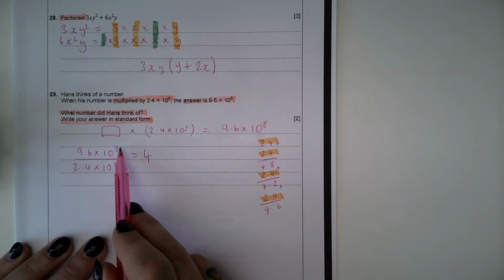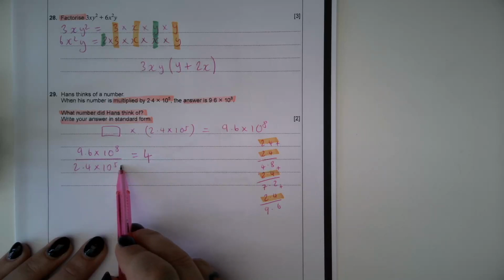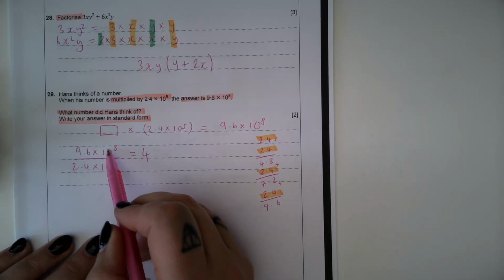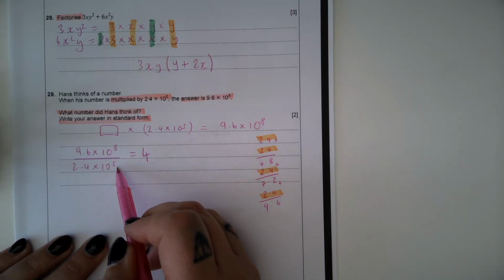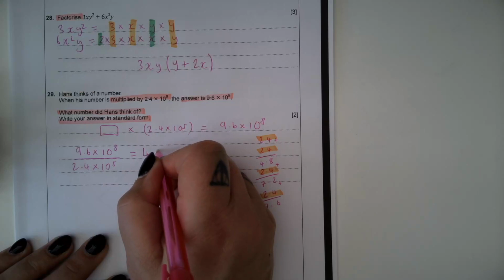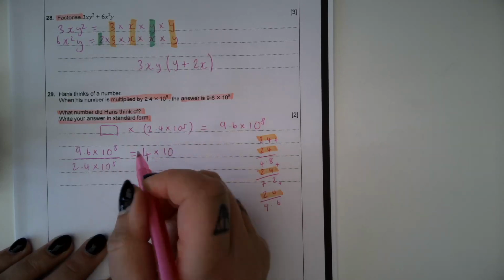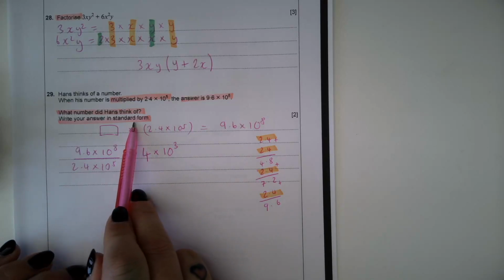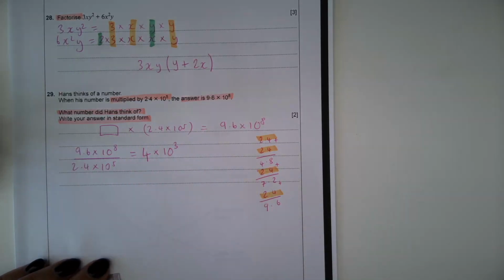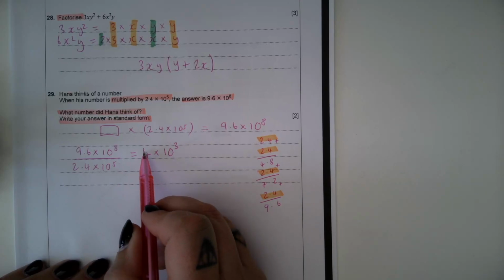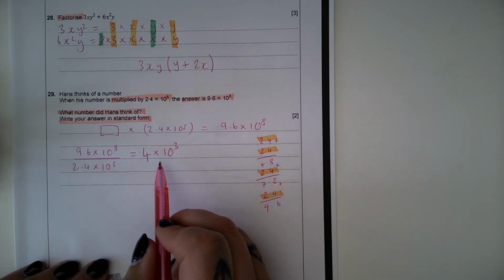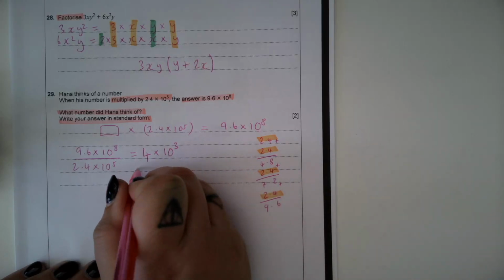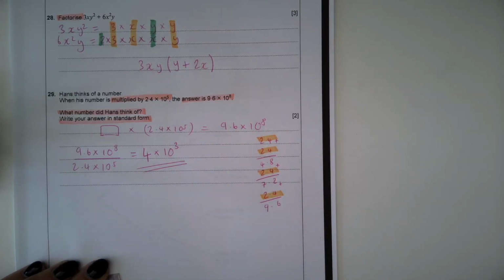Now we've got 10 to the power of 8 divided by 10 to the power of 5. The law of division for indices tells us if we have the same base and we're dividing, we can subtract the powers. So that's going to be times 10 to the power of 8 subtract 5, which is 3. It wants our answer in standard form, so we need to check. For an answer to be in standard form, this first number here needs to be between 1 and 10 and then multiplied by 10 to a power. 4 is between 1 and 10, so we can leave that as our final answer.